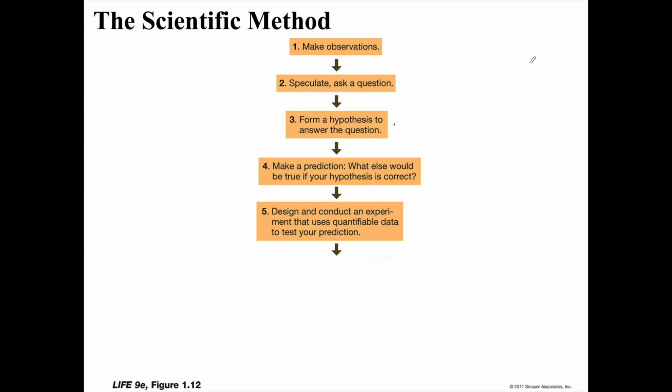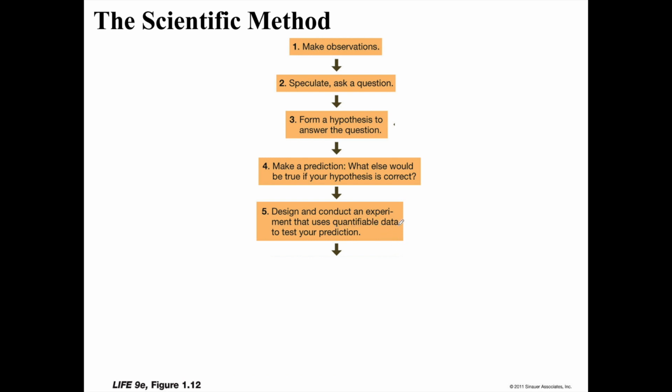Then what you do is design and conduct an experiment to test that prediction. Now, in this example, you take out the old batteries and put in new batteries. Obviously, in a real science experiment, usually the experiment is more detailed, and usually it's using quantifiable data. So you're counting things, you're measuring things. Okay, so after you do your experiment and you've counted and measured things, what happens next?